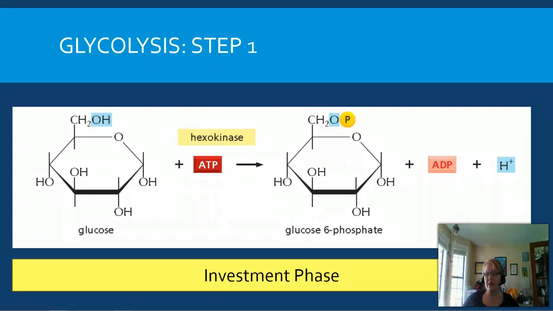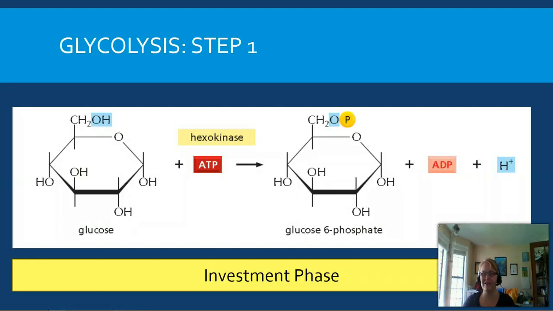And once we have it in the cell, what's important? We want to make sure it doesn't go back out of the cell. And what have we learned is important about that? Well, we know that charged molecules can't cross the membrane very easily. So what happens here is the cell will use hexokinase and ATP to put a charged phosphate group onto the molecule of glucose, making glucose 6-phosphate.